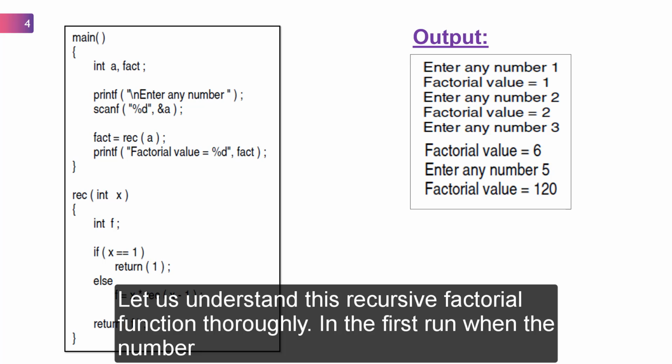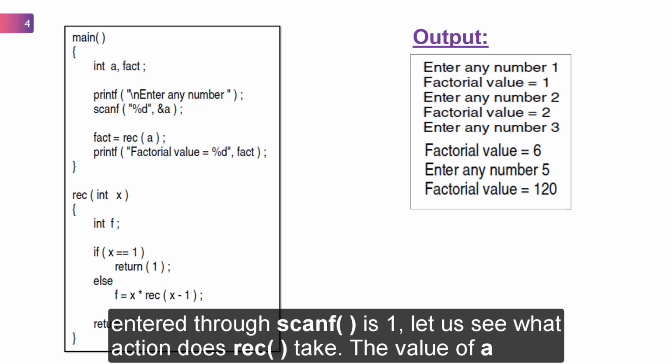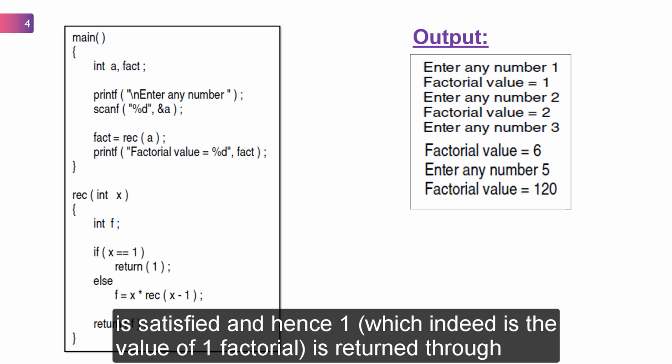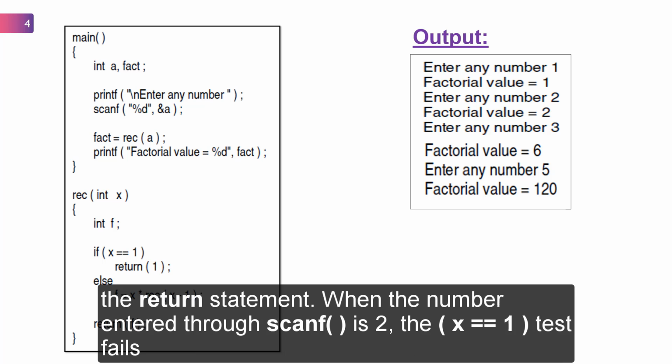let us understand this recursive factorial function thoroughly. In the first run, when the number entered through scanf is 1, let us see what action does rec take. The value of a, that is 1, is copied into x. Since x turns out to be 1, the condition if x is equal to 1 is satisfied, and hence 1, which indeed is the value of 1 factorial, is returned through the return statement.